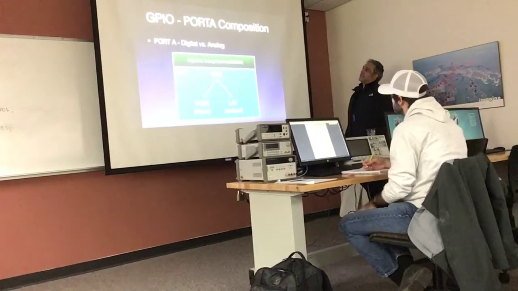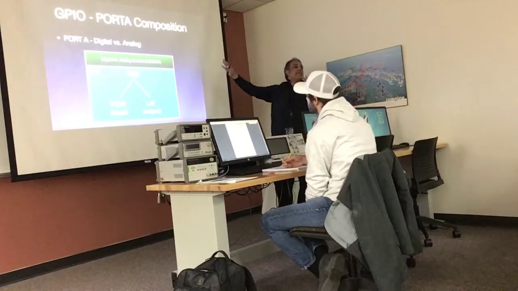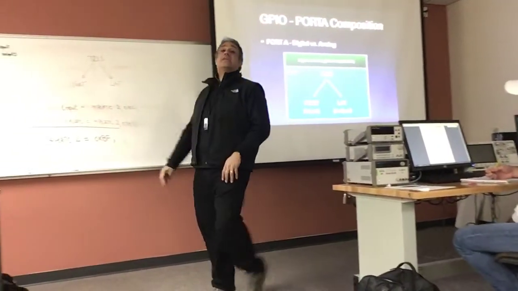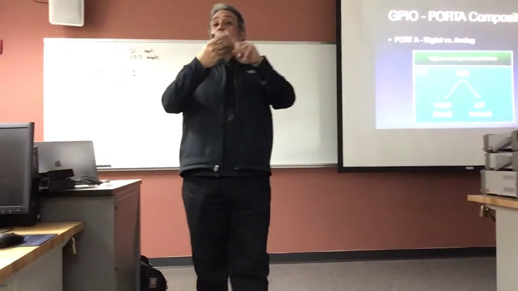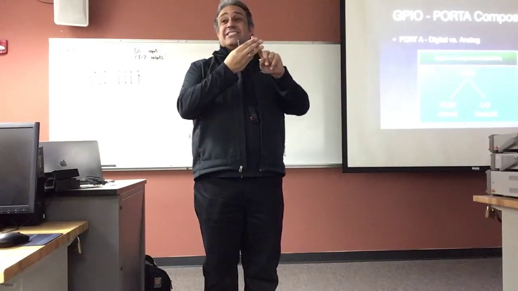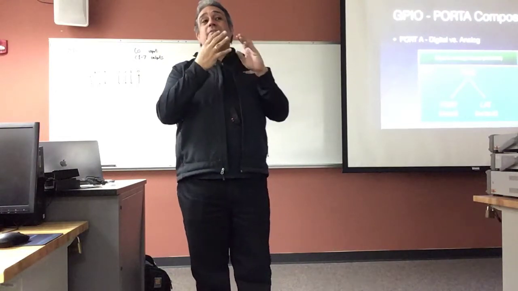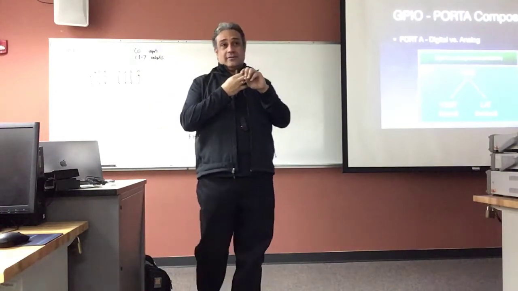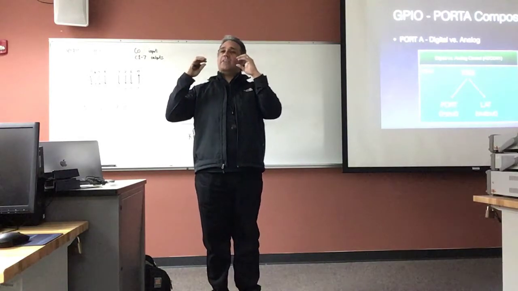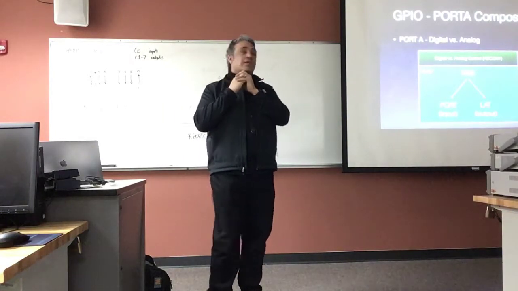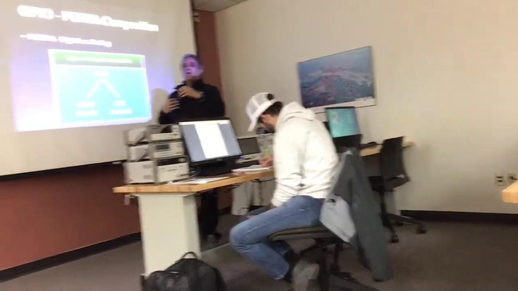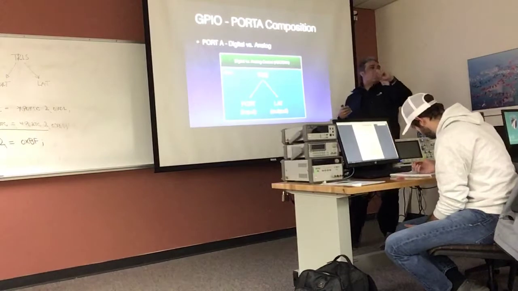Okay, so let's talk about port A. Port A in particular has a higher layer above and beyond the tri-state, because the tris, the port, and the lat are inherently digital circuits. The problem is that port A could also be analog. And so there is a higher layer that you have to worry about before we can move on to something else. And so that is the digital versus analog control or behavior of a specific GPIO pin.